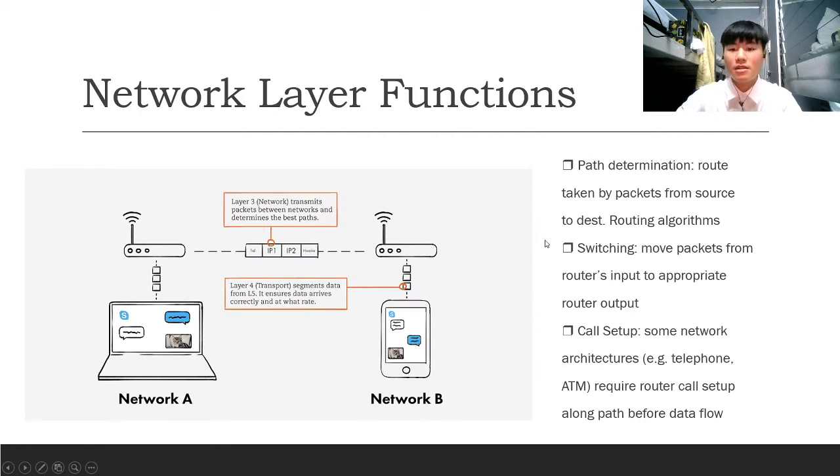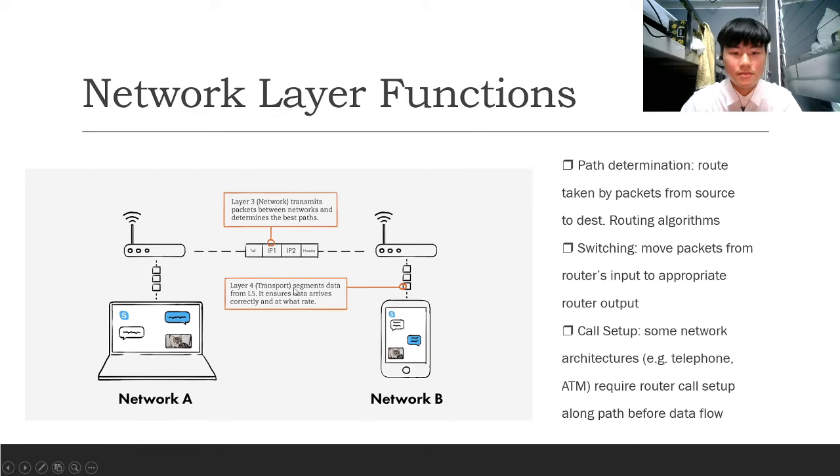So the network layer functions. Here you've got path determination: the route taken by packets from source to destination, using a routing algorithm. And then there's also switching: moving packets from a router's input to the appropriate router output. And then there's also call setup. For example, some network architectures, like telephone and ATM, require call setup along the path before data flows. Here you've got the network layer.